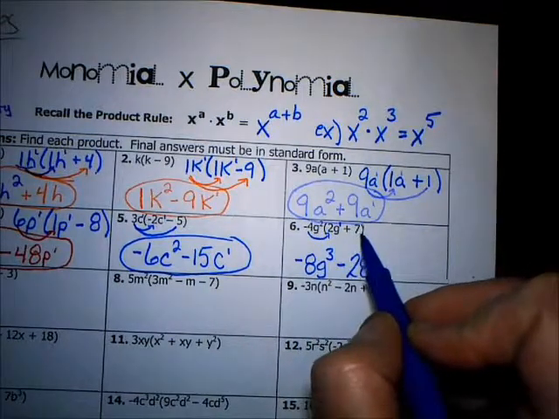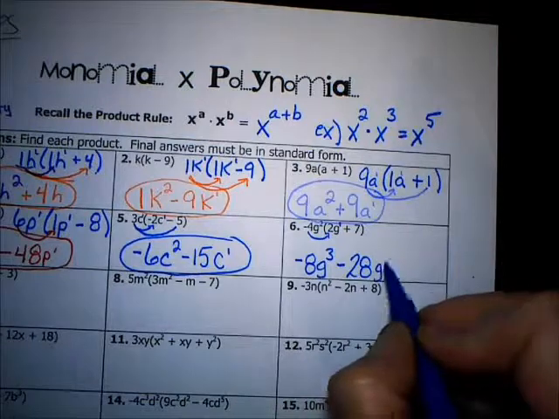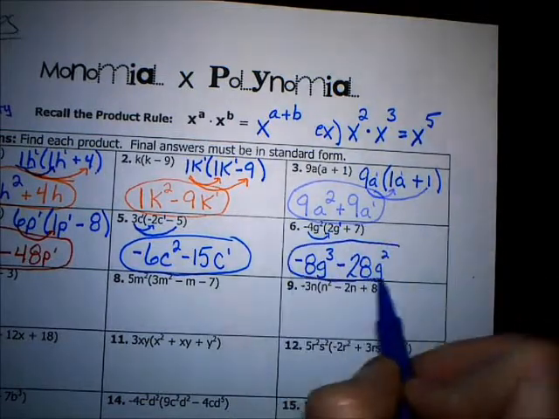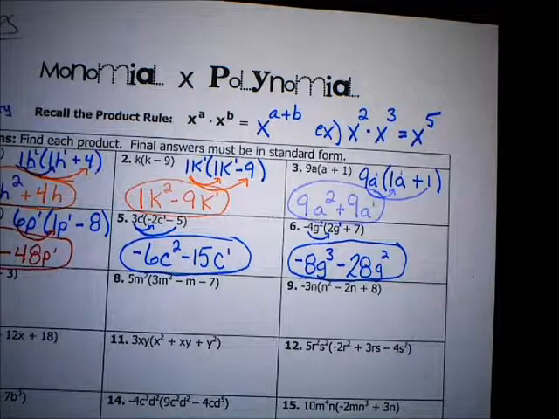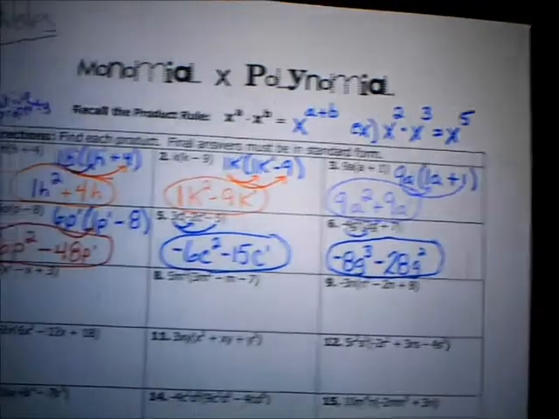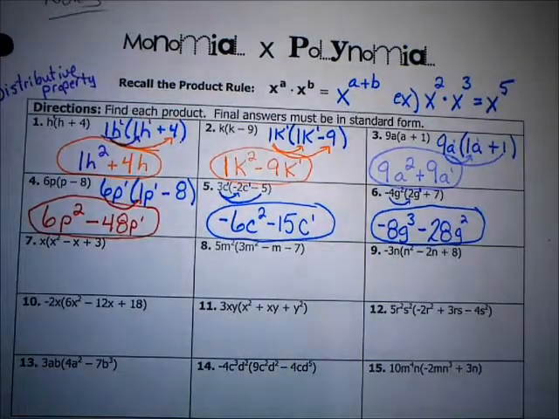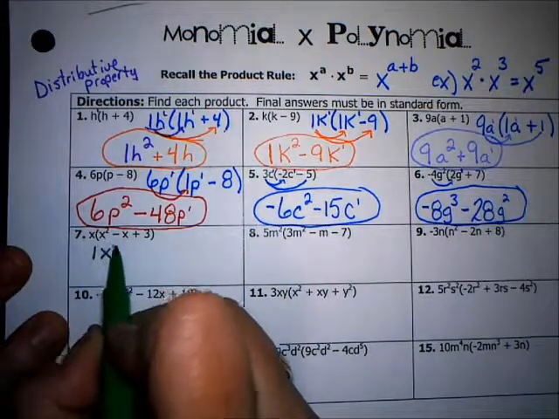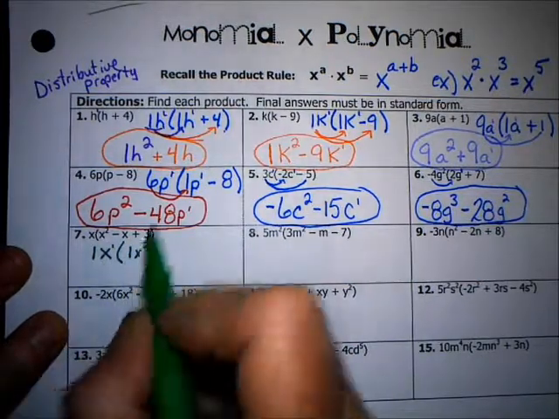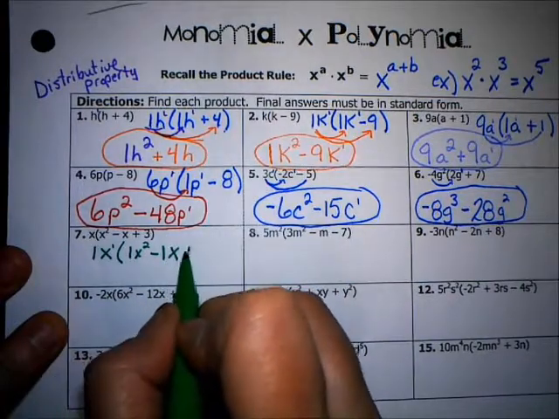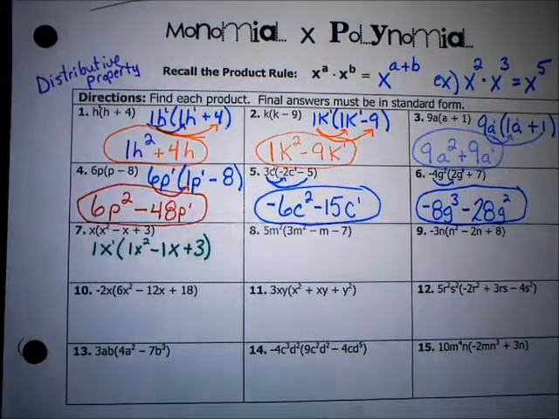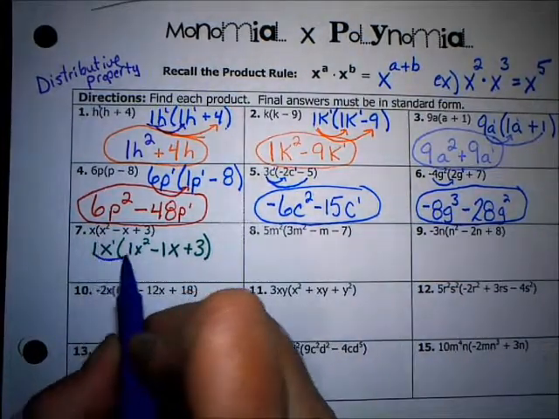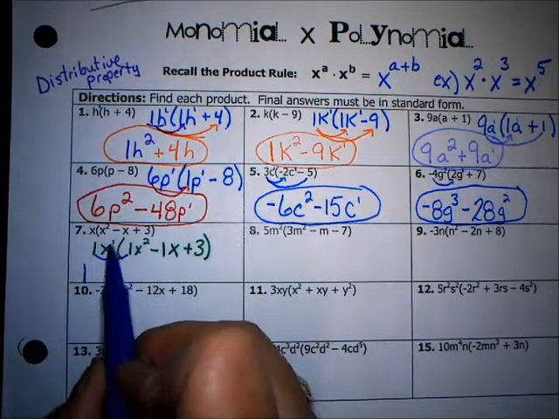Okay. If I go on to number 7, they took the 1's away, so let me rewrite it. So I have 1x and 1x squared minus 1x plus 3. So I inserted the 1's in front just so we know what we're doing. 1 times 1 is still 1. x1 and x2 is now x3. Now let's go to the middle term. 1 times a -1 is negative.